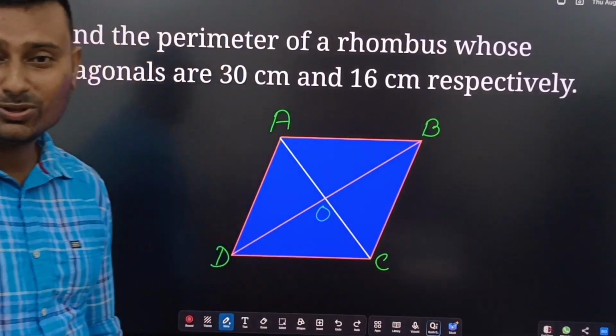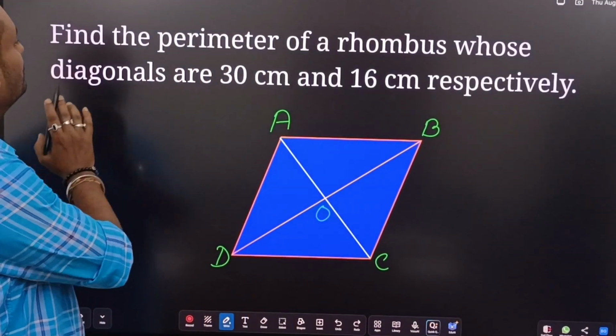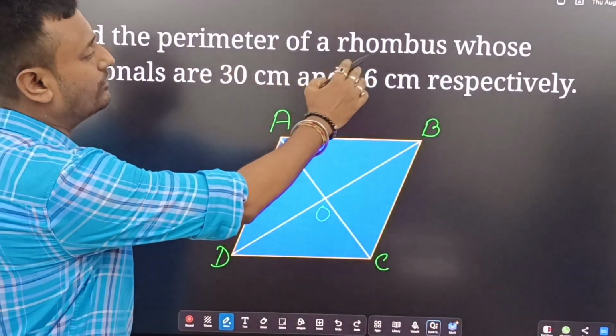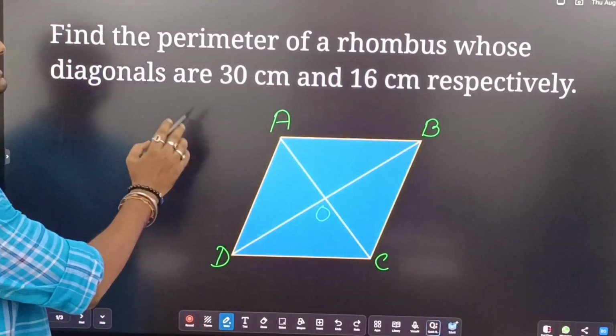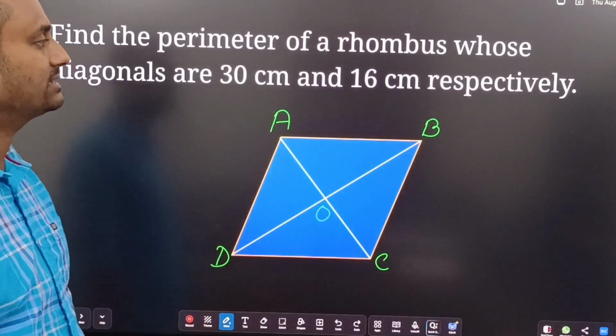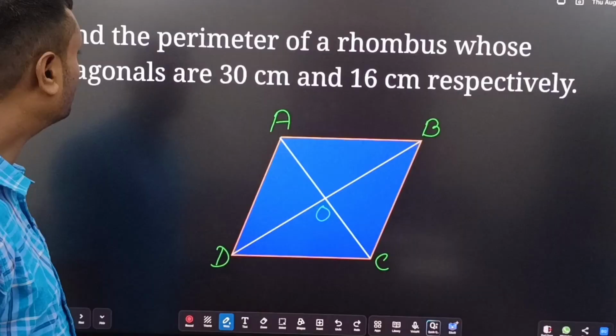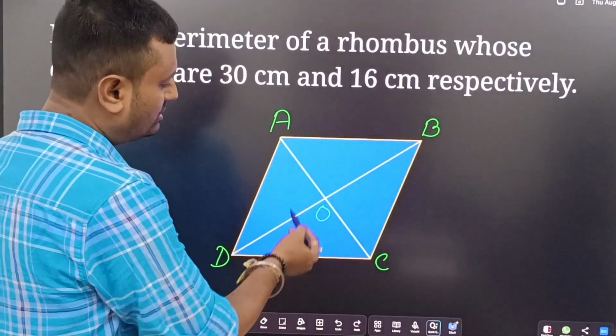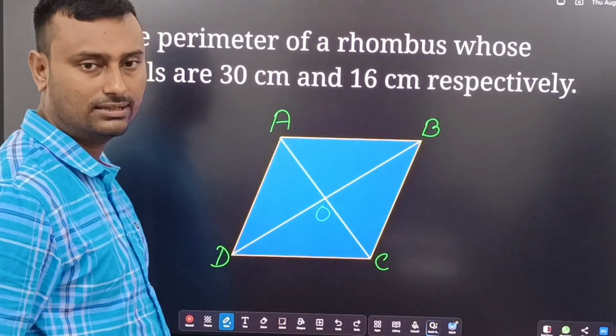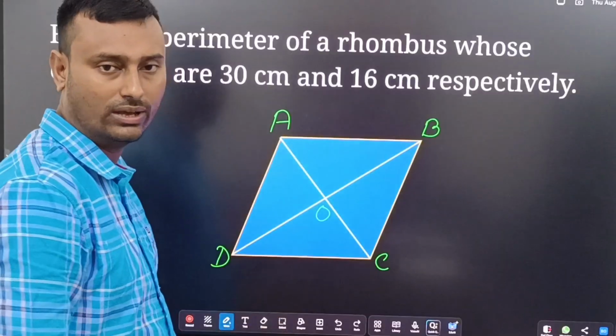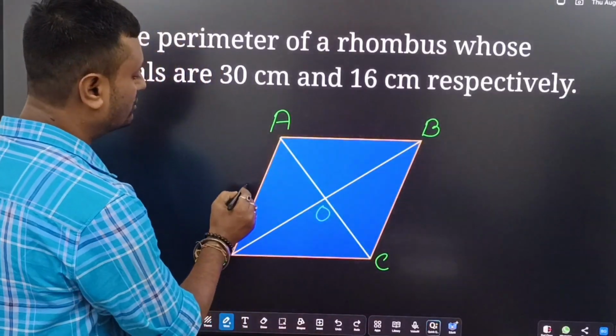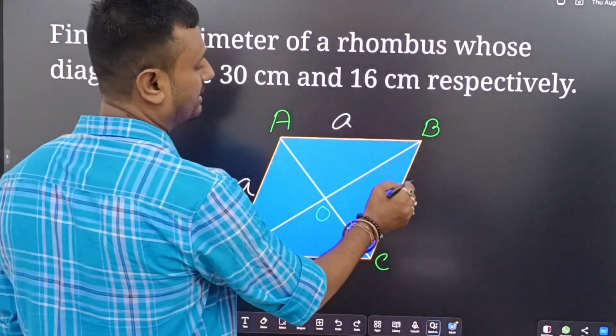Okay, students. So this is a very important question. The question is: find the perimeter of a rhombus whose diagonals are 30 centimeter and 16 centimeter respectively. The main thing is what? We are considering ABCD is a rhombus. The rhombus means what? All sides are equal. If all sides are equal, we can consider all sides are A.